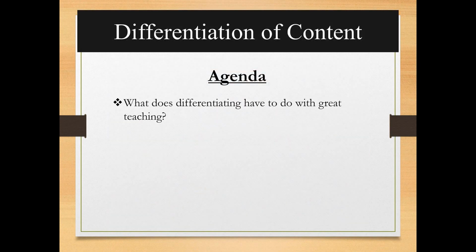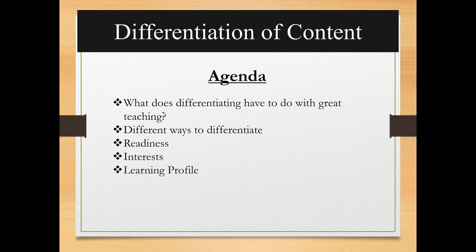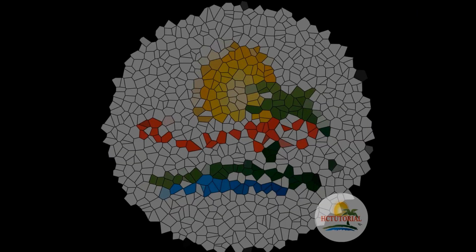Today's agenda is as follows. We're going to talk about what differentiating has to do with great teaching. We're going to discuss different ways to differentiate. We'll talk about readiness, interest, and learning profile of students when differentiating. And finally, we'll touch on some examples of differentiating through content. Let's get to it.